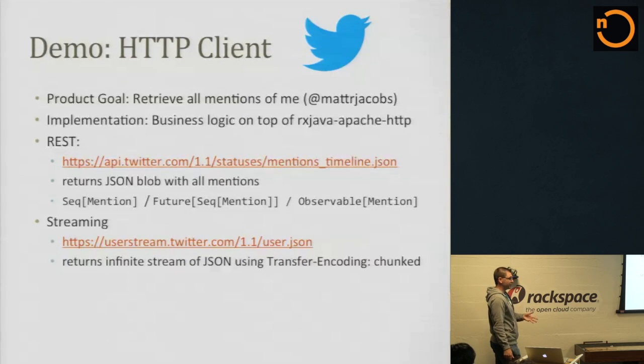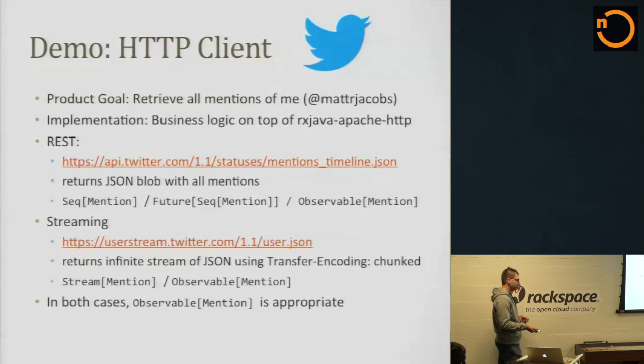So you probably see what's coming next. You could also implement a streaming HTTP client here. And that's the API which Twitter exposes. This returns an infinite stream of JSON. One of the HTTP headers that comes back is transfer encoding chunked. That tells you that this connection will be left open.